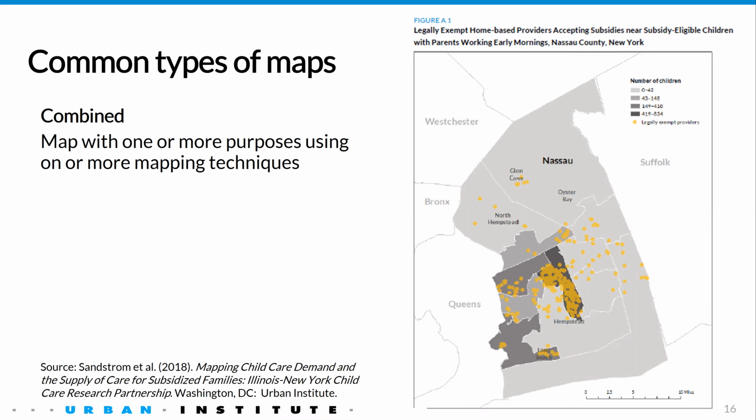The map also shows several providers spread out throughout the county in communities with low numbers of subsidy-eligible children potentially needing care in the early morning. Further research might explore whether those providers are operating at capacity, whether nearby families need care during other non-traditional hours, and how existing supply may or may not meet demand.